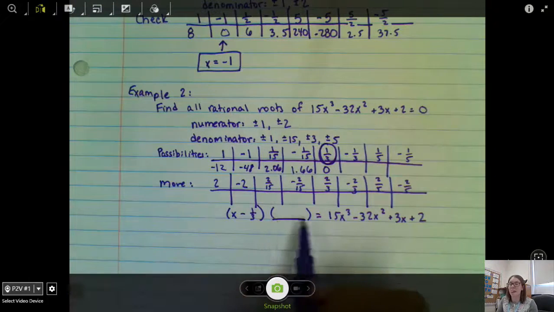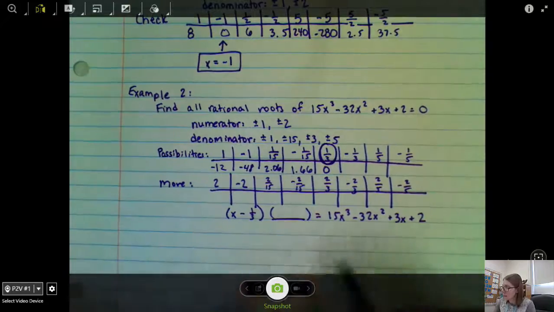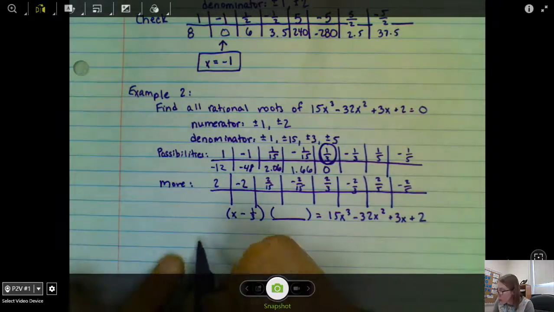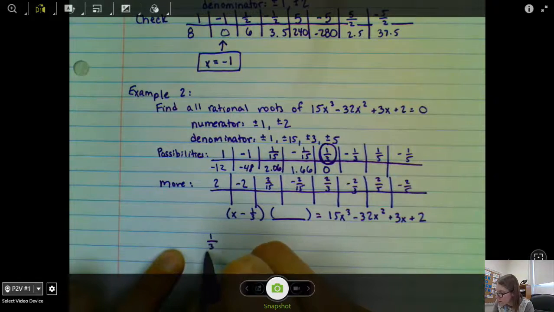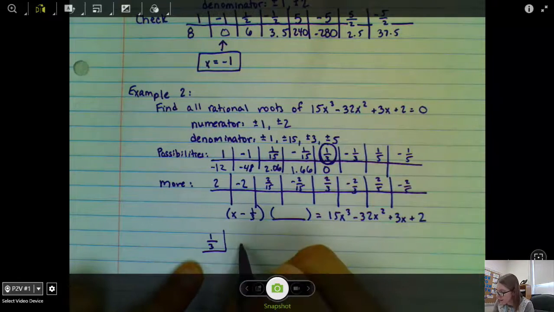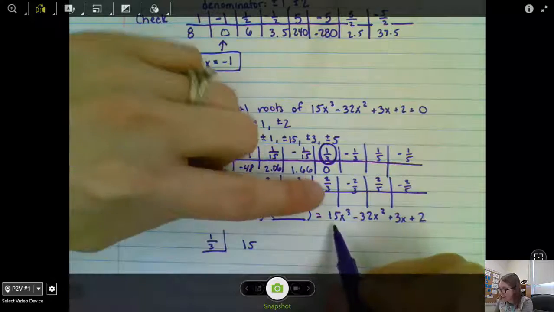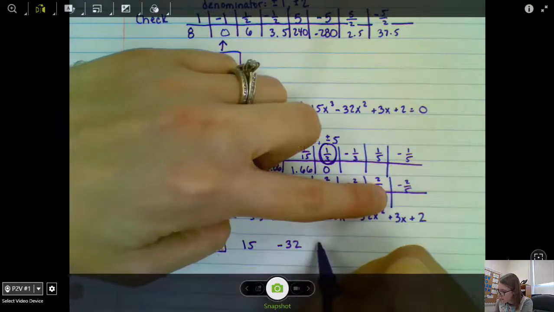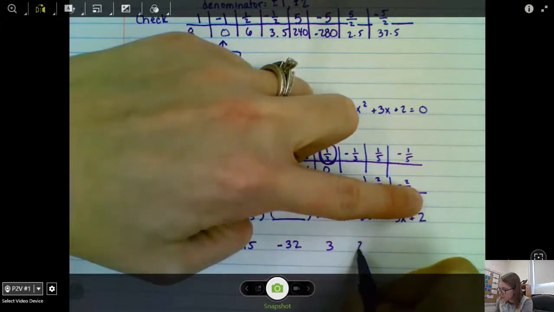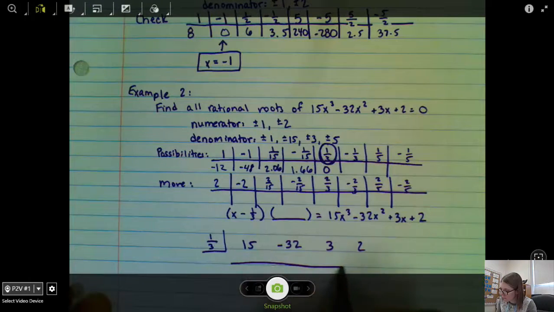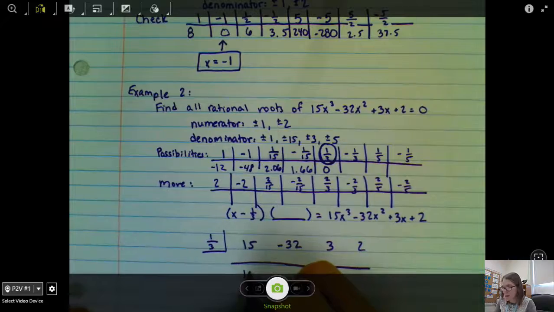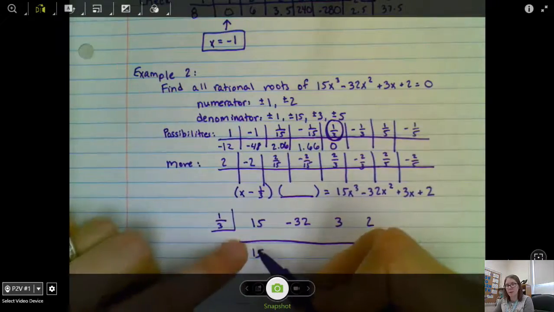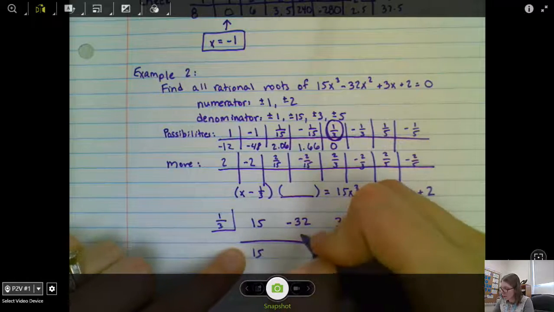This other stuff is going to have to be quadratic. So we can do division. And since I'm going to divide by something that's linear, we can use synthetic division with 1/3 in our box. And don't be scared by the fraction. We'll put our coefficients and do our synthetic division. We bring down our first number. 15 times 1/3 is 5.